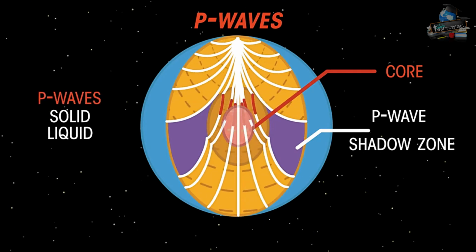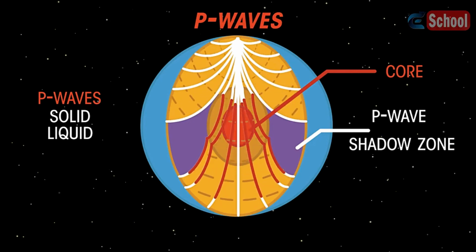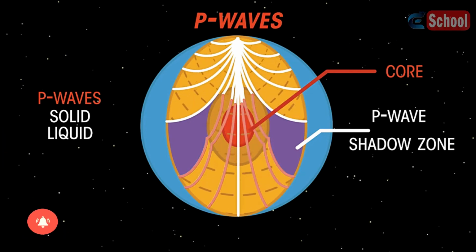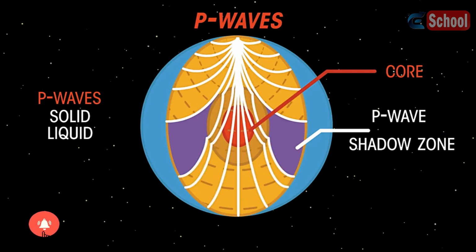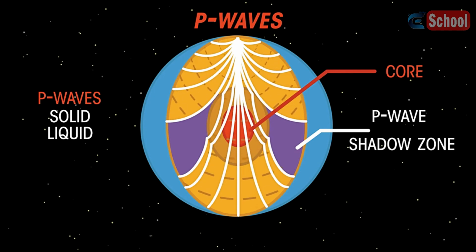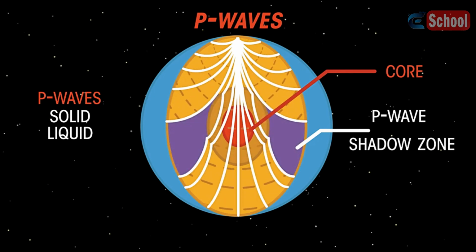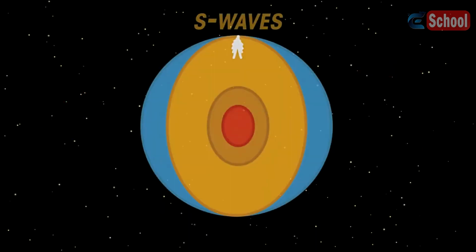The core dramatically alters the path of the waves as they approach or pass through it, which suggests a significant change in density from a solid into a liquid state, magma. This is how we explain the so-called P-wave shadow, and so begin to understand the structure of our Earth.